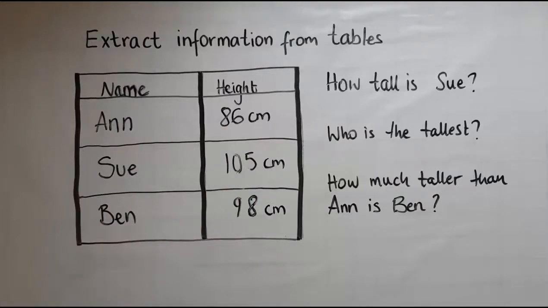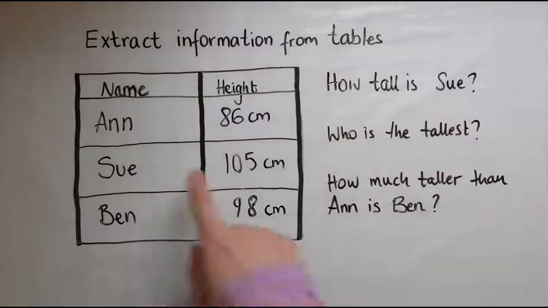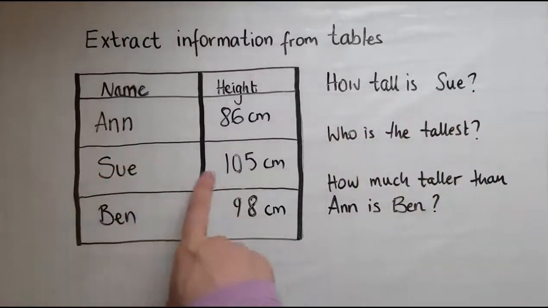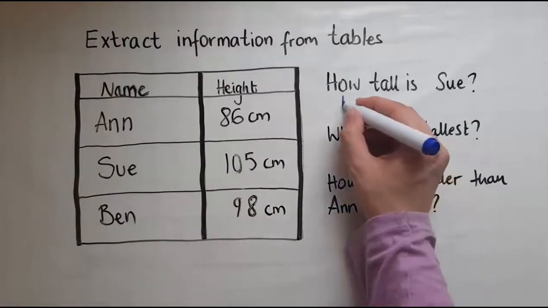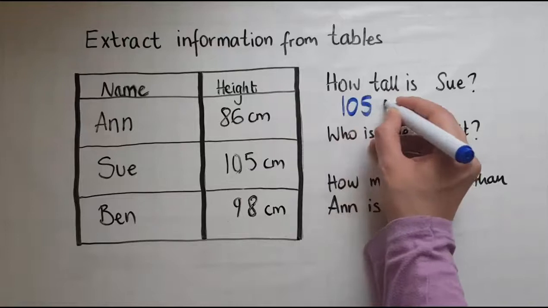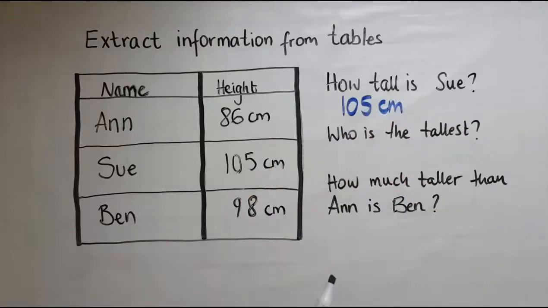So the kind of questions that you may be asked about such information vary, but I've included a couple of them. So we've got how tall is Sue? So look at the name Sue. There is Sue, who is 105 centimeters tall. So 105 centimeters. I've got to include the unit at the end as well.